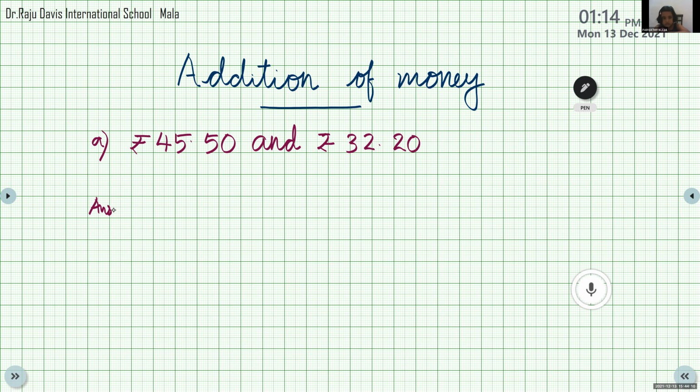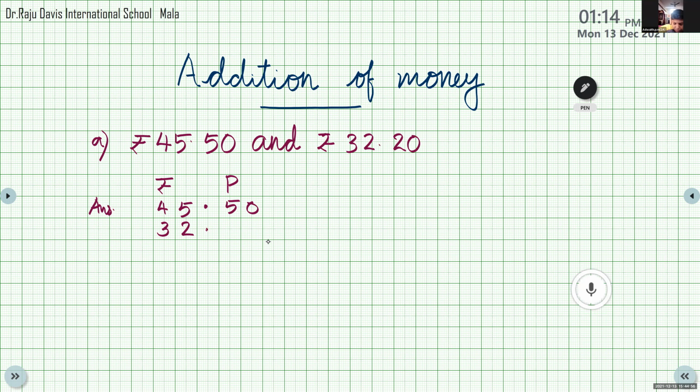Next, what have to do? Let's write the answer. So first of all, we can put a rupees here. Then you can leave 2 boxes, then you can write P for paisa. Then we can write the first rupees, that is 45 rupees, then put dot, 50 paisa. Then the next one, 32 rupees dot 20 paisa.